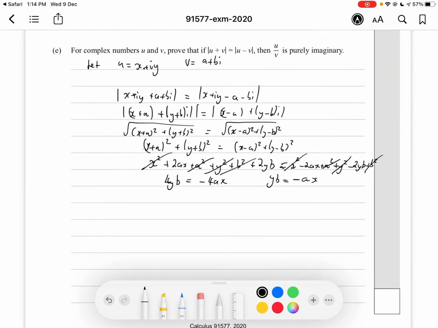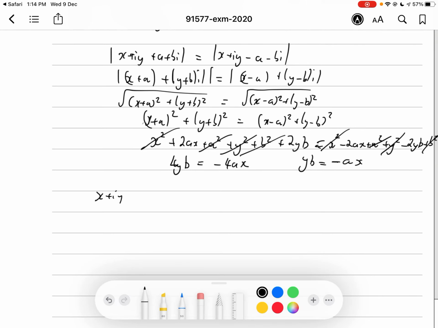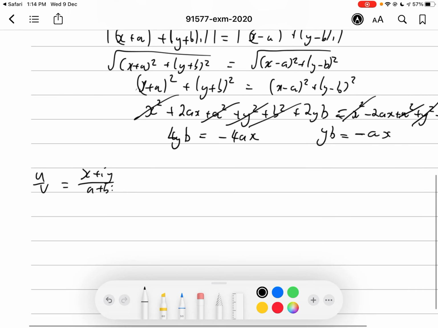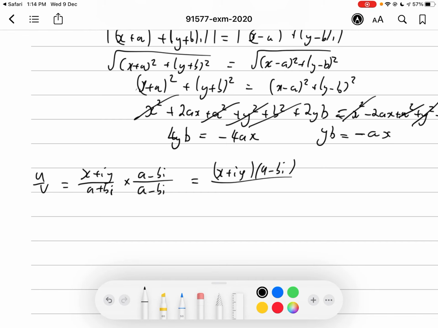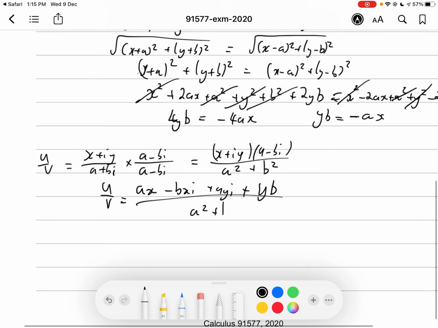Now we're going to look at u over v. So u over v would be x plus iy over a plus bi. If we multiply by the conjugate here, we'll make our lives easier. So a minus bi over a minus bi. This will give us (x plus iy) times (a minus bi) all over a squared plus b squared. So u over v equals, we're going to expand the brackets: ax minus bxi plus ayi minus ybi squared, which is plus yb, all over a squared plus b squared.